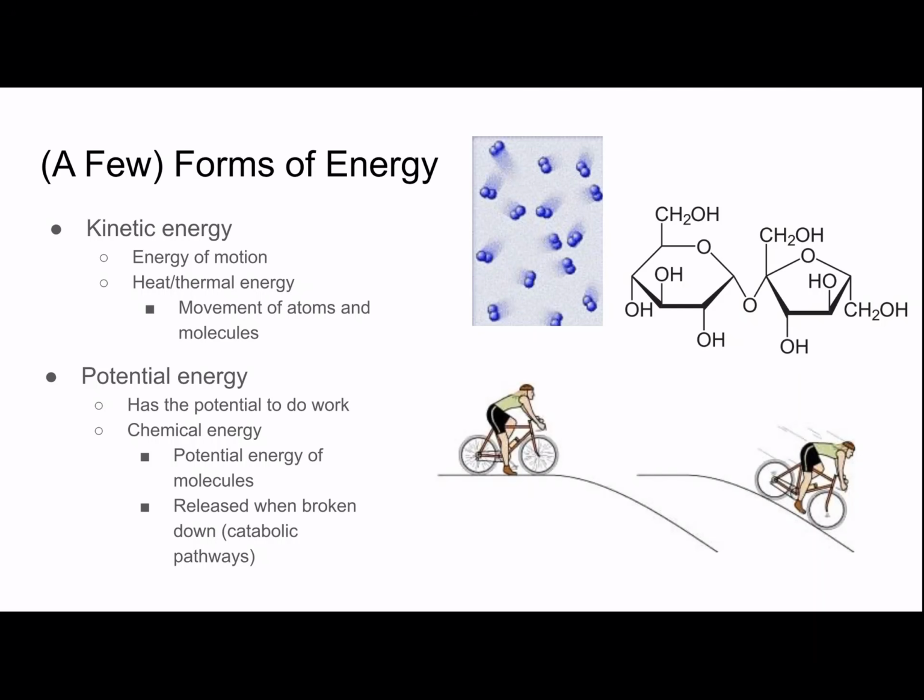Here there's a picture basically comparing kinetic and potential energy. In the first picture on the left, the cyclist is at the top of the hill. They have potential energy. They have the potential to do work. And as the cyclist is going down the hill, they have kinetic energy, the energy of motion.